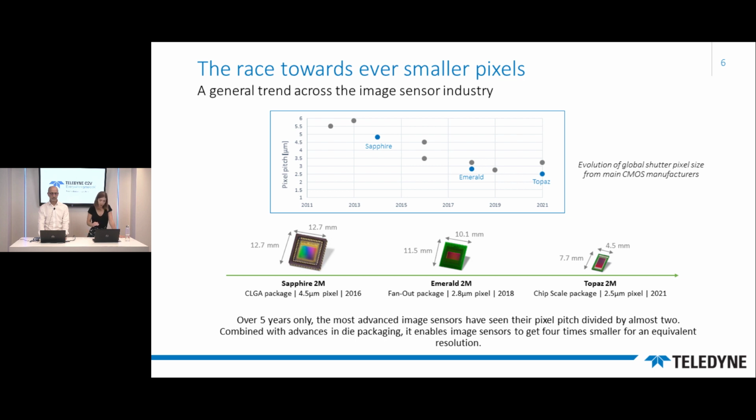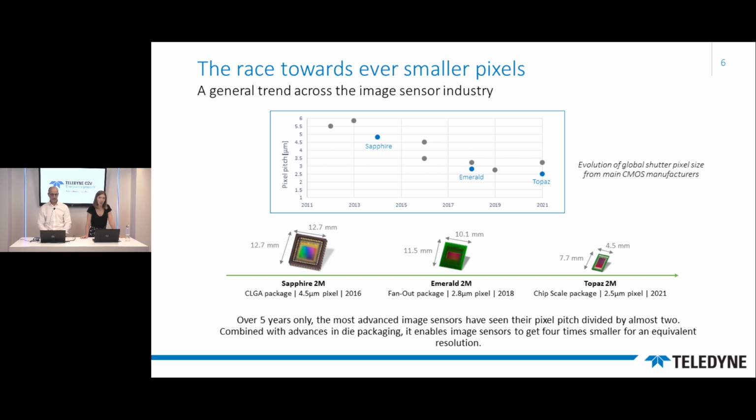So you can see the progressive shrink in image sensor size as the pixel size decreases. It also enables us to benefit from the advances in packaging, so that over 5 years only, the footprint, the size of the image sensor itself has been divided by 4. So it's 4 times smaller now.